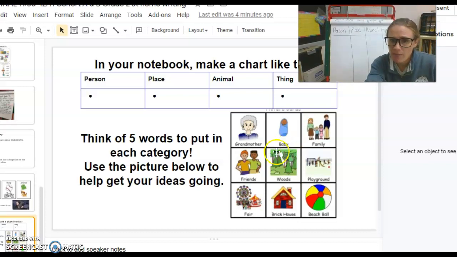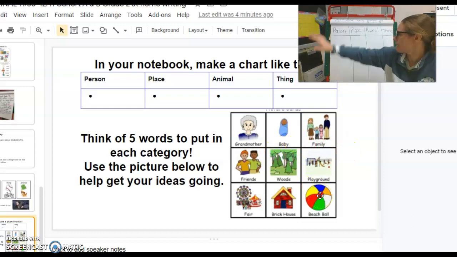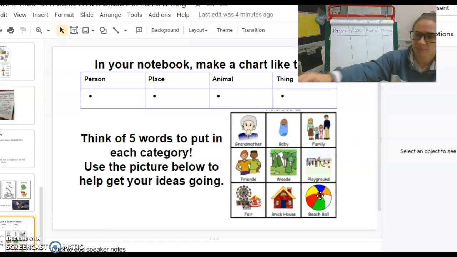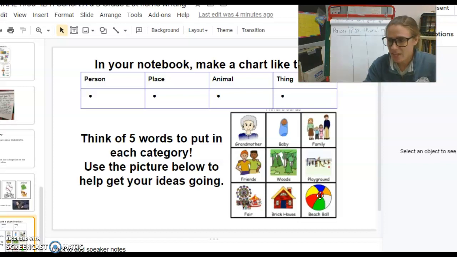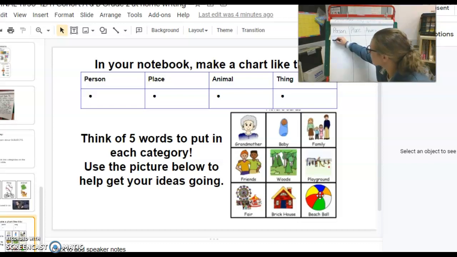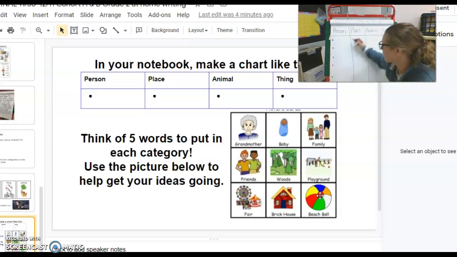So, for example, if I'm using these words to help me and I see beach ball, is that a person, a place, an animal, or a thing? Yeah, it's a thing. So in the category of thing, I'm going to put a little dot, a bullet, and I'm going to write beach ball. Since I know I need to have five in each area, sometimes I like to do my five bullets. One, two, three, four, five.